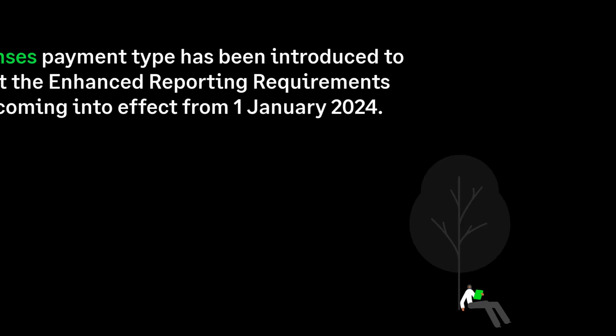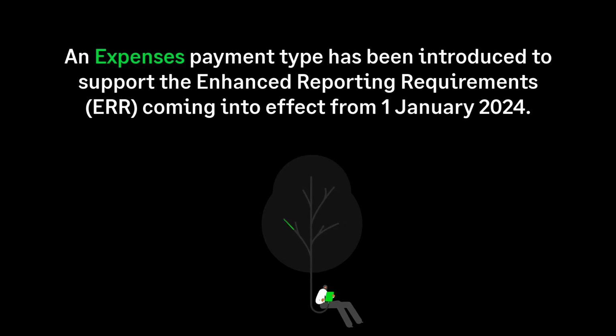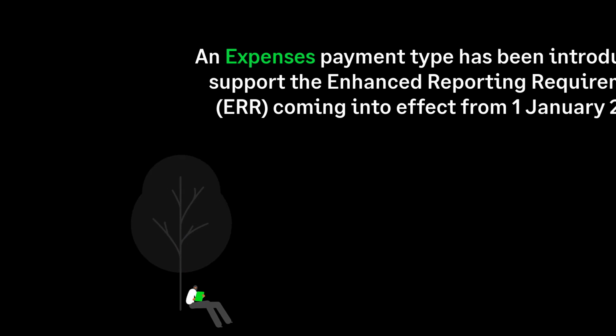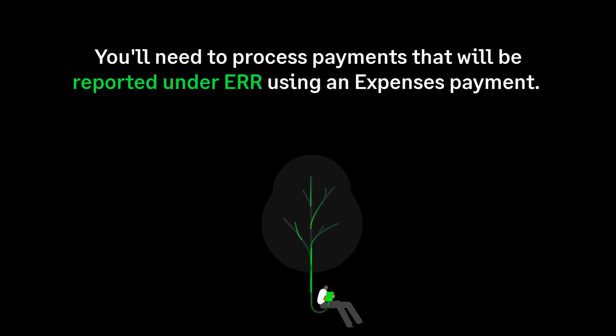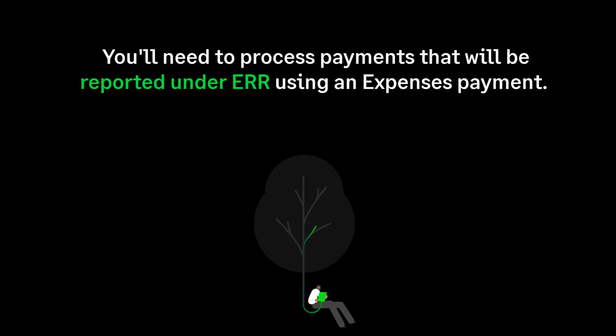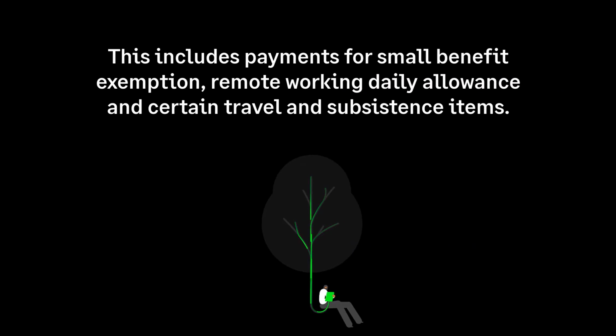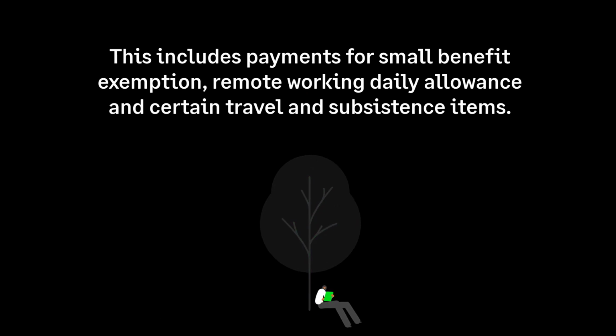Next, let's talk about a new payment type we've added to Sage Payroll. A new expenses payment type has been introduced to support the Enhanced Reporting Requirements, ERR, coming into effect from the 1st of January 2024. You'll need to process any payments that'll be reported under ERR using an expenses payment. This includes payments made under small benefit exemption, remote working daily allowance, and certain travel and subsistence items.